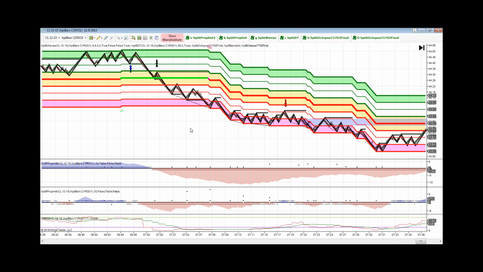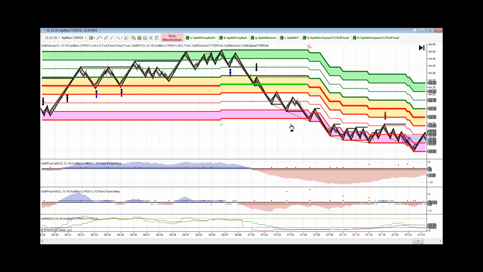Now, for some of you, we also get the questions. You can set these to automatically trade these entries. You can use the octopus or you can use the mini trader. It will automatically enter the trades on these arrows, and it will manage them according to whatever stops, profit targets, and trail stops that you have set in your ATM strategy.